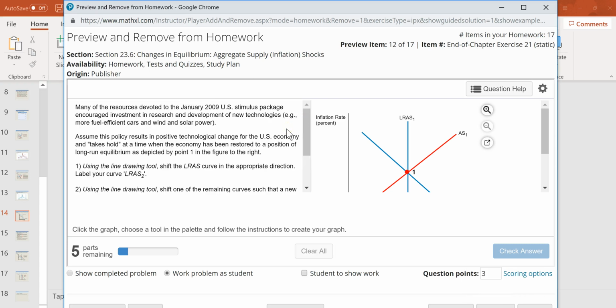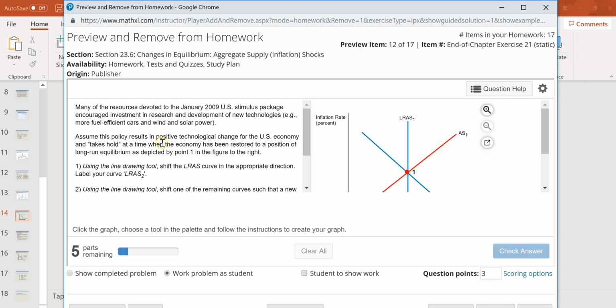This is question number 12 of homework 11. Many of the resources devoted to the January 2009 U.S. stimulus package encouraged investment in research and the development of new technologies. Assume this policy results in positive technological change for the U.S. economy and takes hold at the time when the economy has been restored to a position of long-run equilibrium as depicted by point 1, right here, point 1 in the figure to the right.